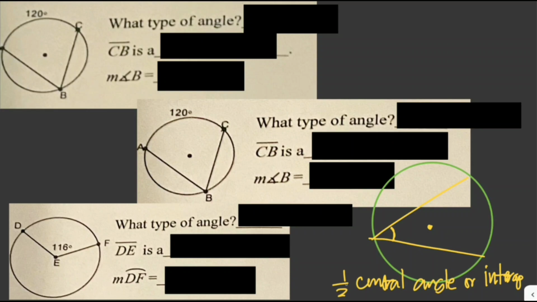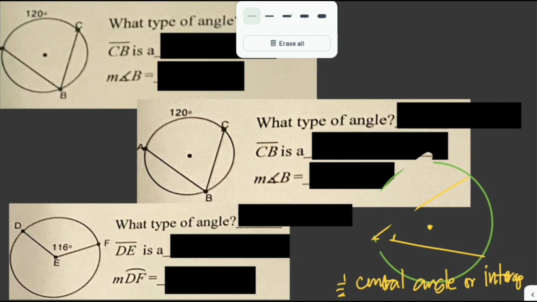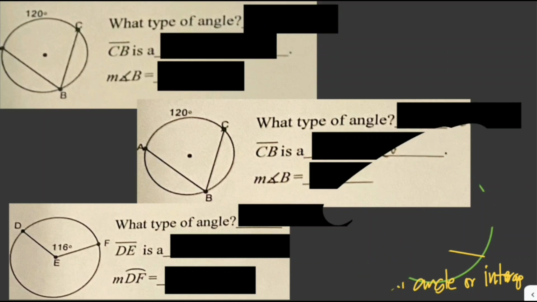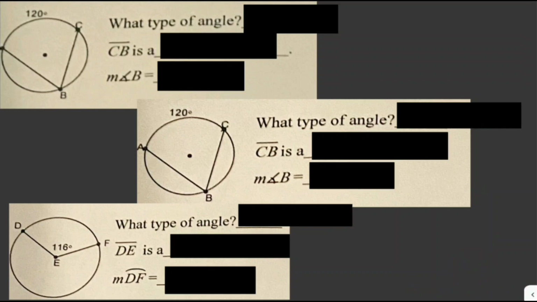Okay, now let's identify these types of angles here. We're given here the first figure. So what type of angle is this? This one here. That one is an inscribed angle. And CB, this one here, CB is a chord.